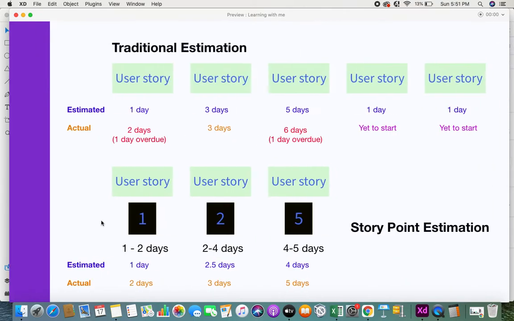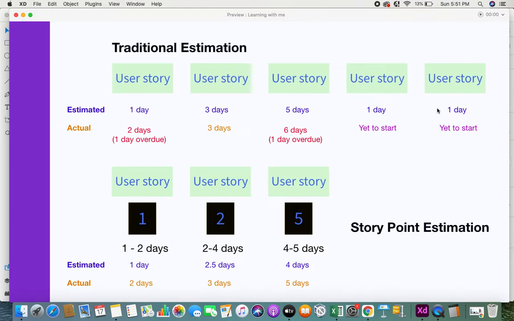I'll give you an example of how user story estimation using story points is very useful. Let's say traditionally you're doing a traditional estimation and you have this set of user stories, or tasks, with you. The team sits together and estimates that the first user story would take 1 day, the next user story 3 days, then 5 days, 1 day, and 1 day, and so on. So this was the estimation. You have around 5 tasks in hand and you have given an estimation.